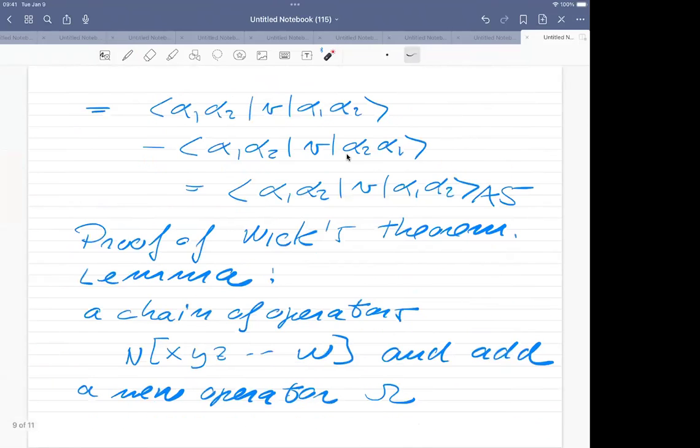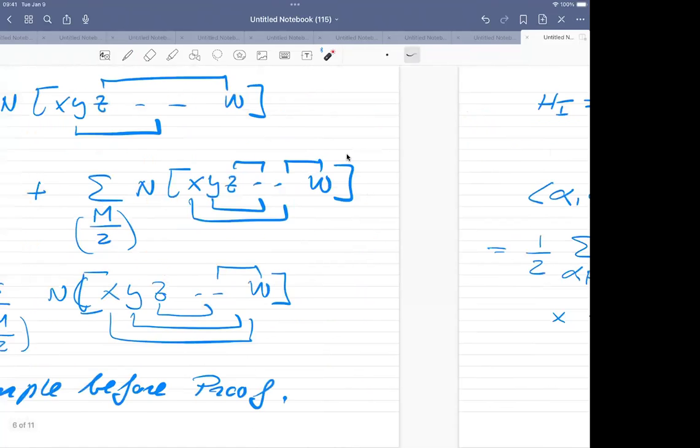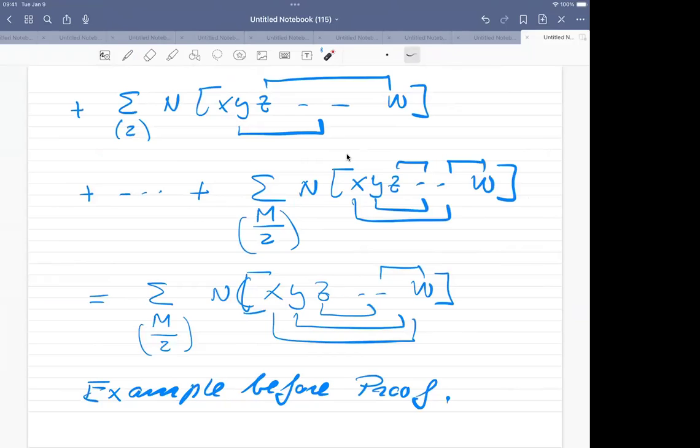So just to remind you of that one, if this is valid, as we saw for 2, 3, and 4, everything we have here is just a chain of normal ordered operators times a contraction. A contraction gives you a Kronecker delta, gives you 0. So if you add an operator to this one, that will just take a chain of operators and add an operator to a normal ordered chain. Okay?